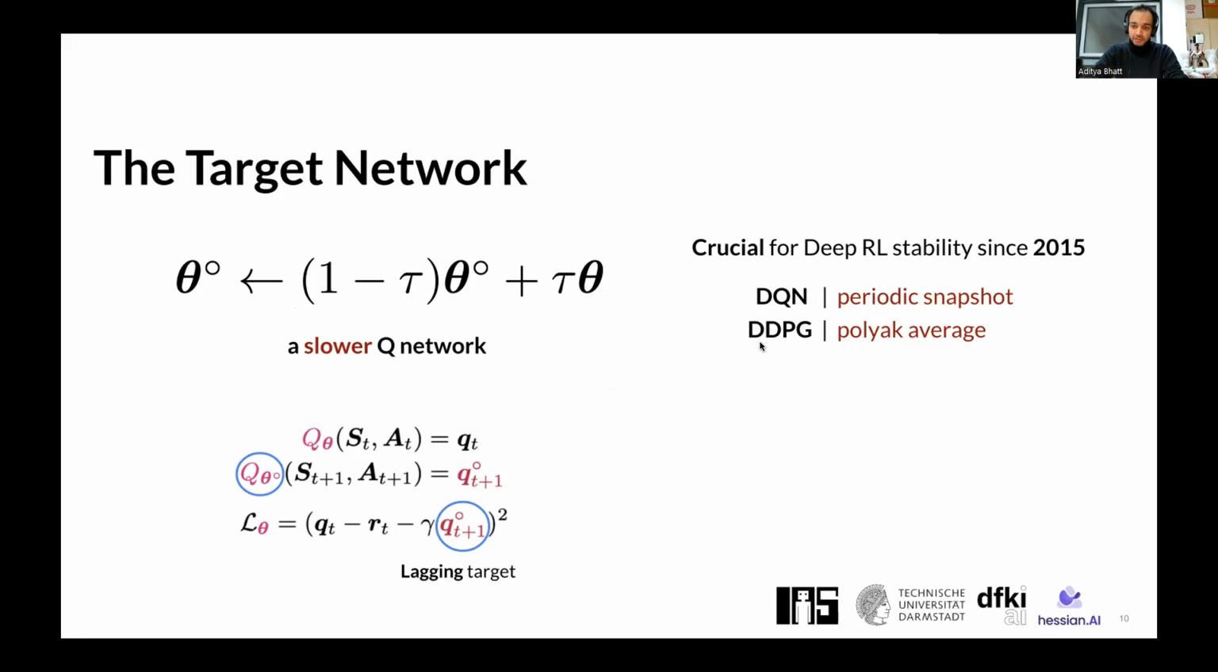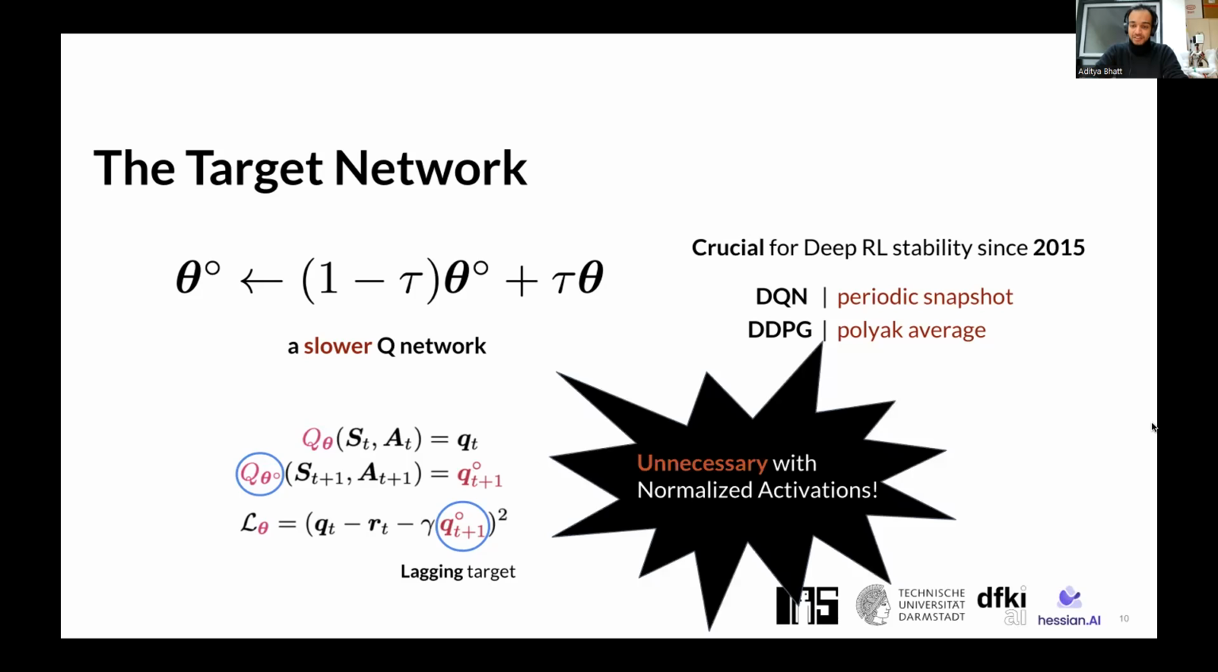And the year after came DDPG, which is for continuous control. And that version used the Polyak average, the kind that we are showing on the left side here. But surprise, surprise, in this paper, we find out, and there's more in the appendix if you want to see that, it turns out you don't need target networks if you simply use normalized activations or bounded activation functions. And guess what? Everybody is using ReLUs, unbounded activations, and it's blowing up for them without target nets. Just use bounded activations or use feature normalizers. And guess what? Batchnorm is a feature normalizer, and it also makes target networks unnecessary.